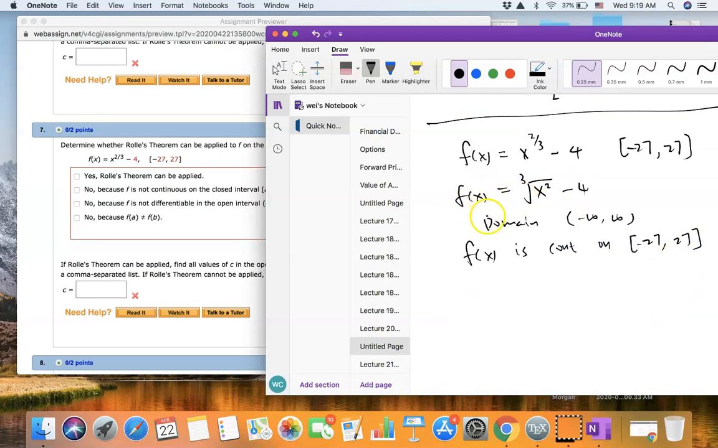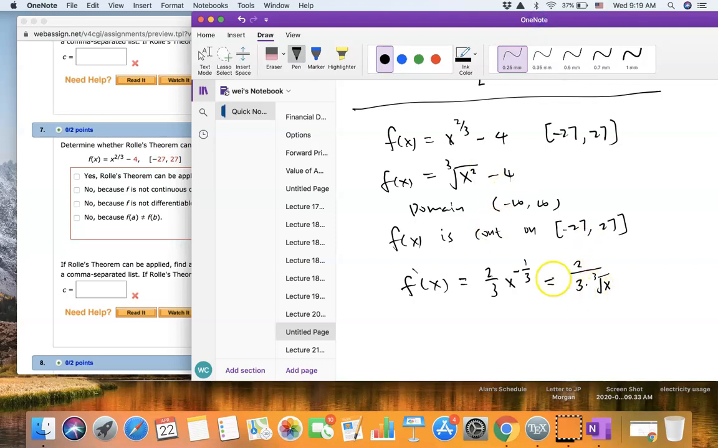Now let's take a look at the second condition. To see whether the function is differentiable, first we need to know what the derivative function is. So I take the derivative of the original function, and get 2 over 3 times x to the power of 2/3 minus 1, that is negative 1/3. And the derivative of 4 is 0. Okay, so the function will be 2 over 3 times the cube root of x.